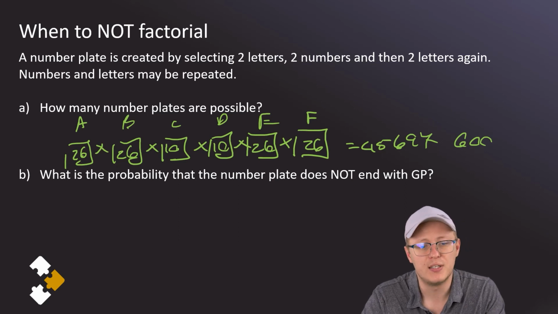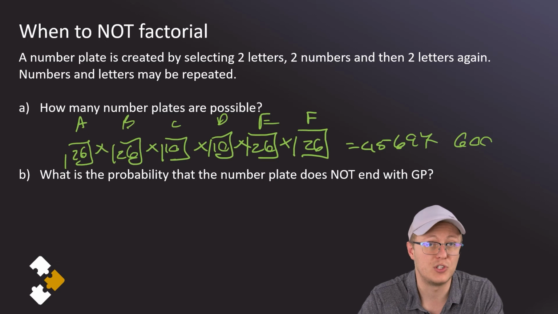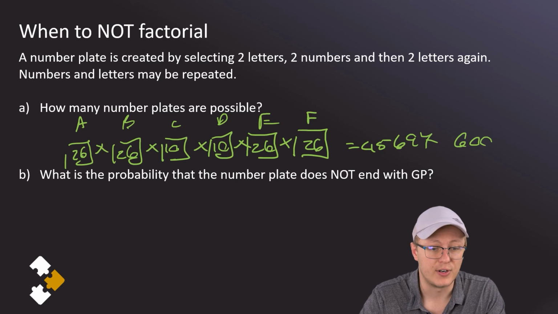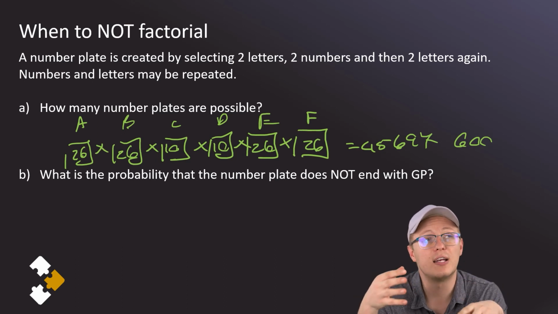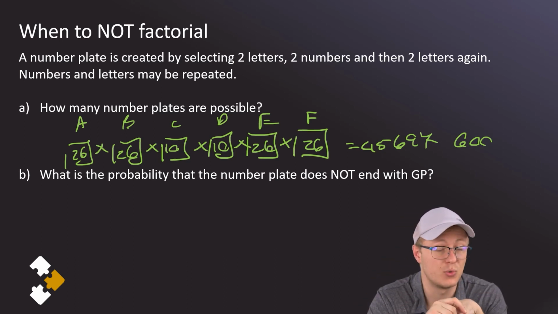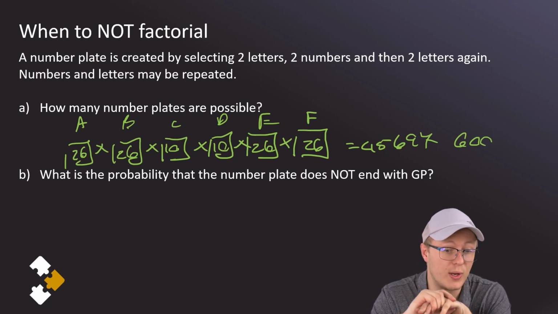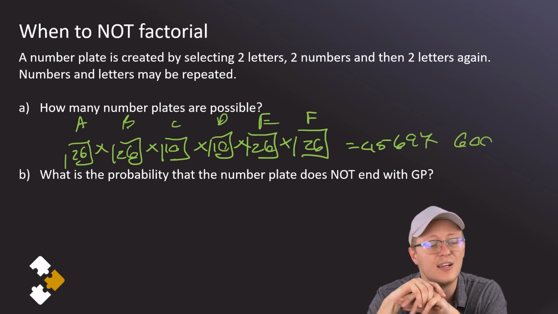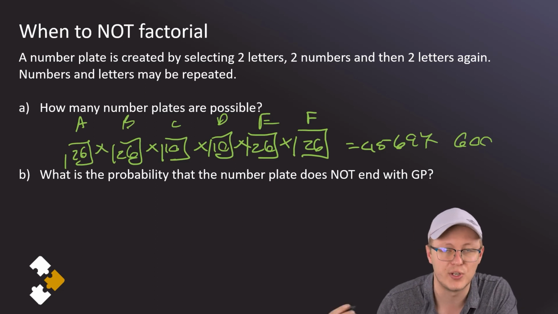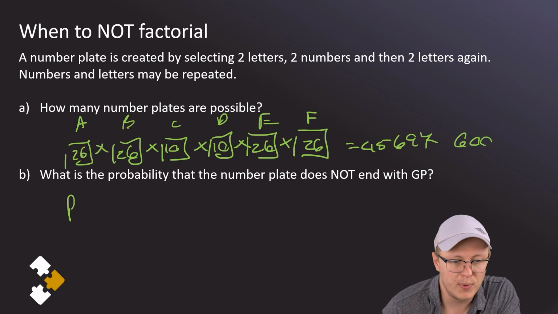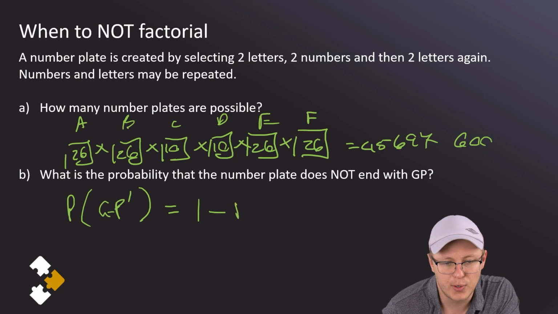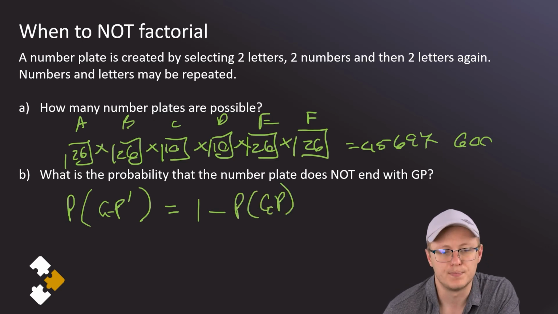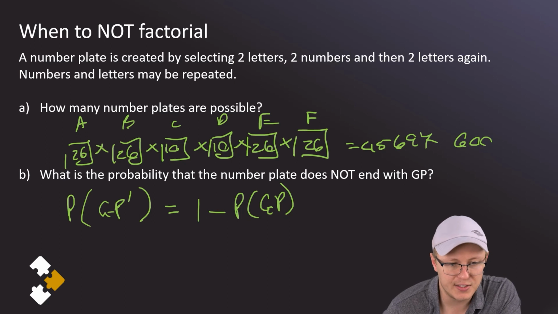So then the probability that the number plate does not end with GP. Okay, and here we immediately think of complementary events, right? Because we heard that word not. Now, if you are to go and calculate all the ways in which it can not end with GP, there's a whole lot of ways in which that can happen. However, it's actually quite simple to find the ways in which it does end with GP. So the probability of it not ending in GP is equal to 1 minus the probability of it ending in GP.